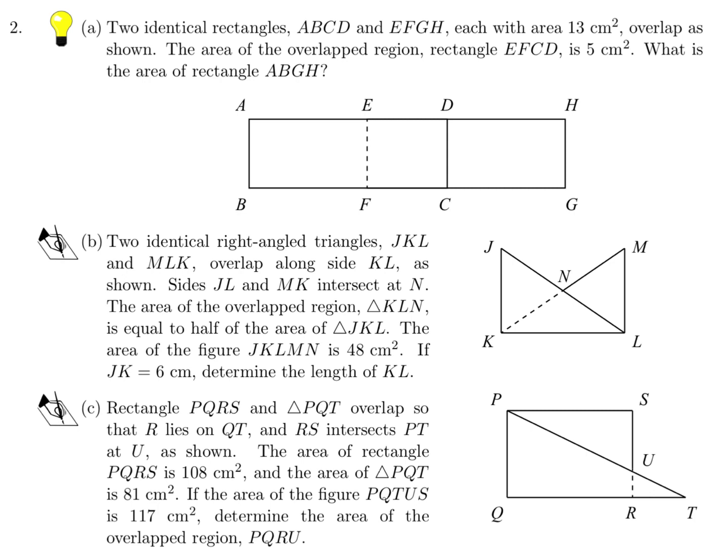Identical rectangles, A, B, C, D, E, F, G, H, each with area 13. Area of the overlap region, EFCD is 5. What is the area of ABGH? All right. Okay, so the first thing, of course, is we have to try to see if we can split this into different categories. So I'm going to call this B, A, B, and C, basically.